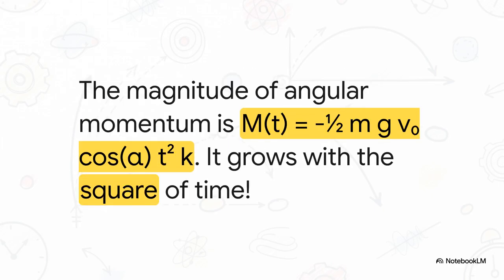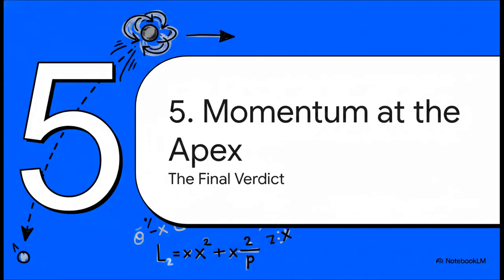So we take all the pieces from our table and we plug them into that formula. Now, I'll spare you the algebra, but trust me, some terms cancel out really beautifully, and we're left with this elegant result. This is our answer, and look at what it tells us. First, the angular momentum gets bigger and bigger over time, and it grows with time squared. And that negative sign tells us the vector is pointing into the screen, which represents a clockwise rotation from our starting point.